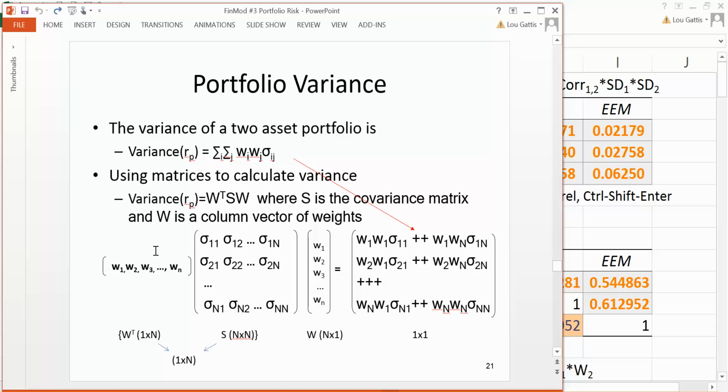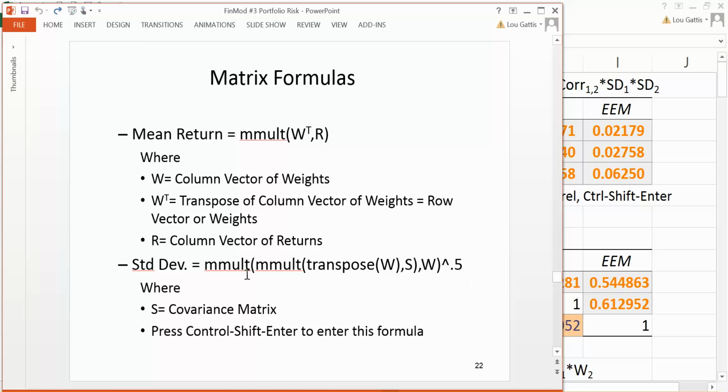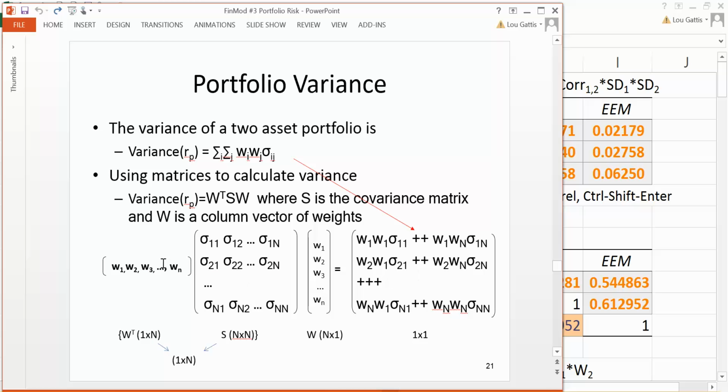And then I take that resulting matrix multiplication and multiply times weights again. I'm now taking a 1 by n, which is the result of this, times an n by 1. That creates a 1 by 1, which will calculate our variance in one step. So the variance of an n asset portfolio is W transpose S W, where S is the covariance matrix. We write that in Excel by saying MMULT transpose W S W to the 1/2. So in other words, I have to do this MMULT, take that result, multiply again using another MMULT, and take the square root.